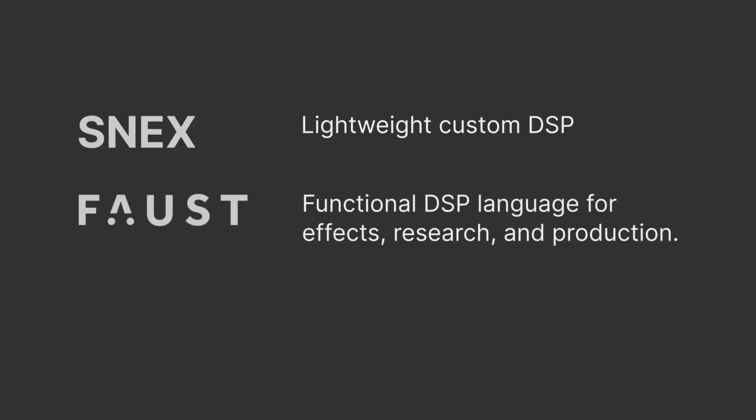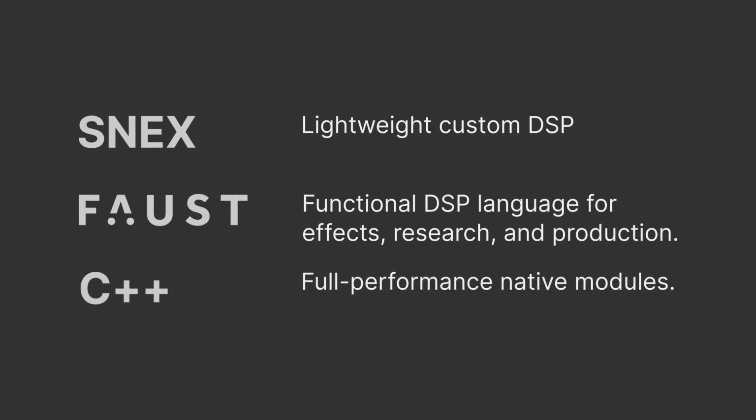We also have Faust, which is a functional DSP language, and this is great for complicated processing and building synths and physical models. And if you want to do something that HISE just isn't able to do with its built-in features, you can actually use C++ for making high-performance native modules that you can bring into HISE either through Scriptnode or through some of the other methods HISE has for working with C++.